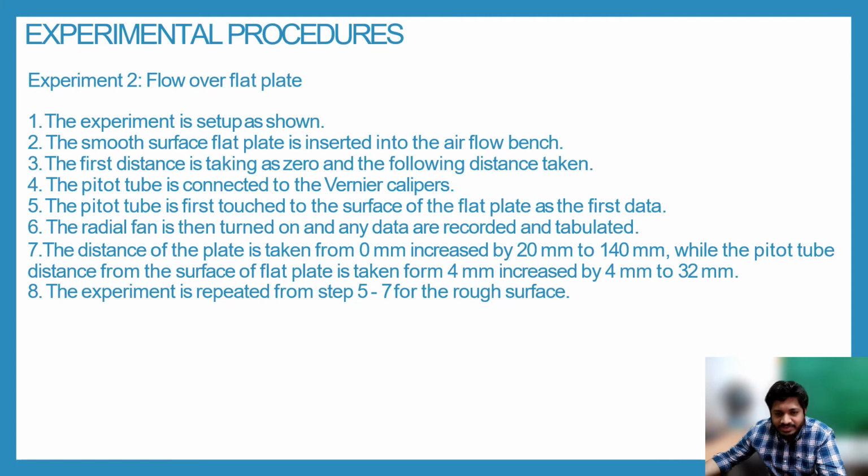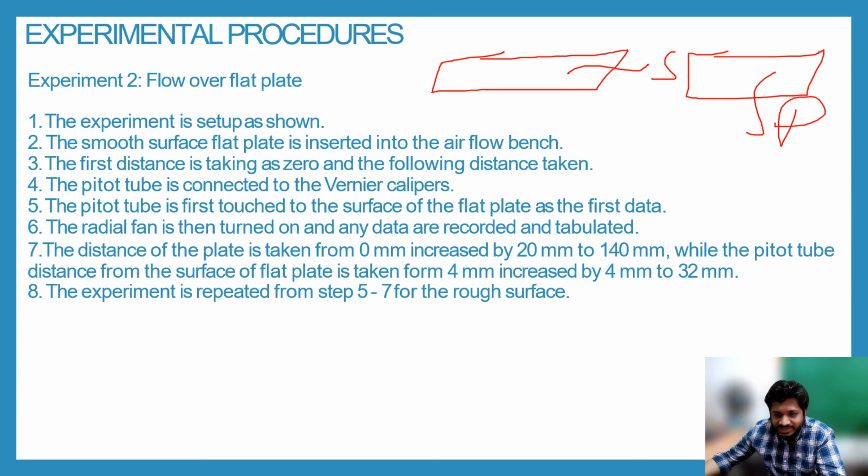So experiment number 2 is a little bit different. We've got a flat plate which is smooth, and then we have another plate which is very rough. So we will be taking two sets of readings. The experimental setup is shown in the next slide.